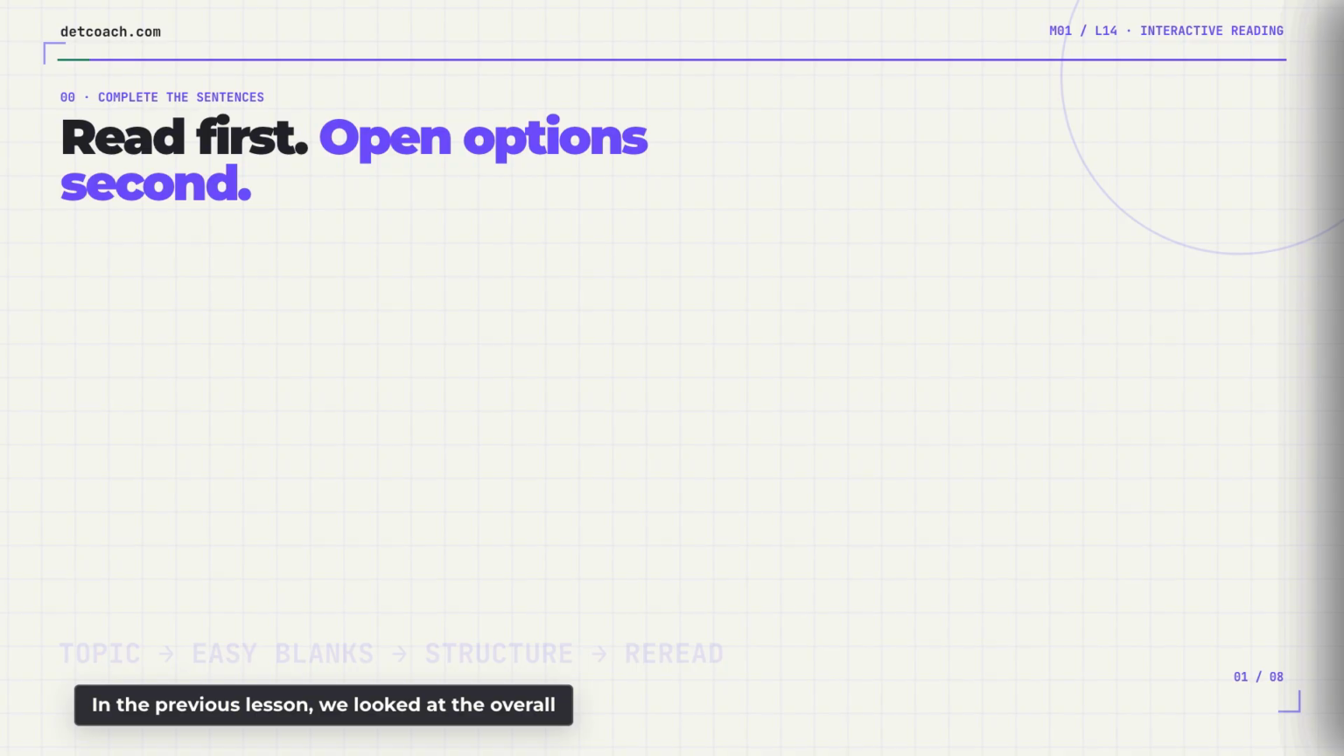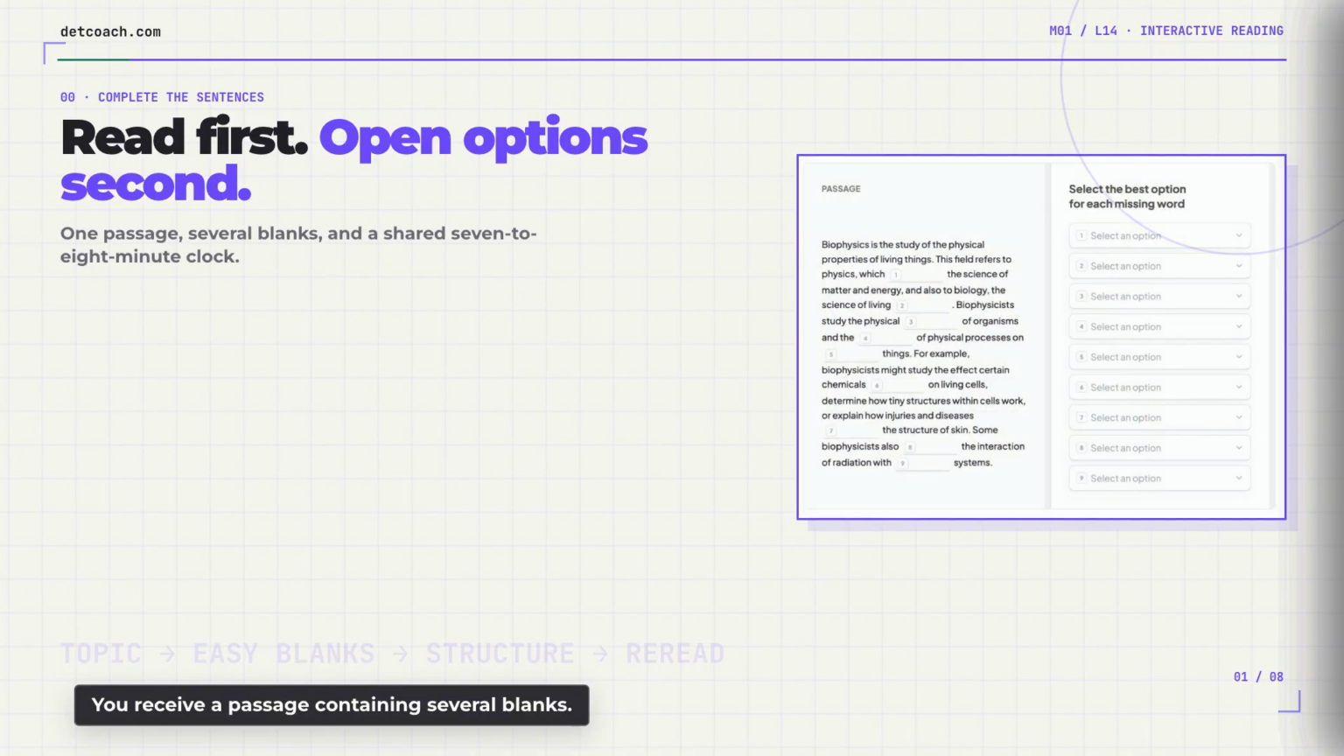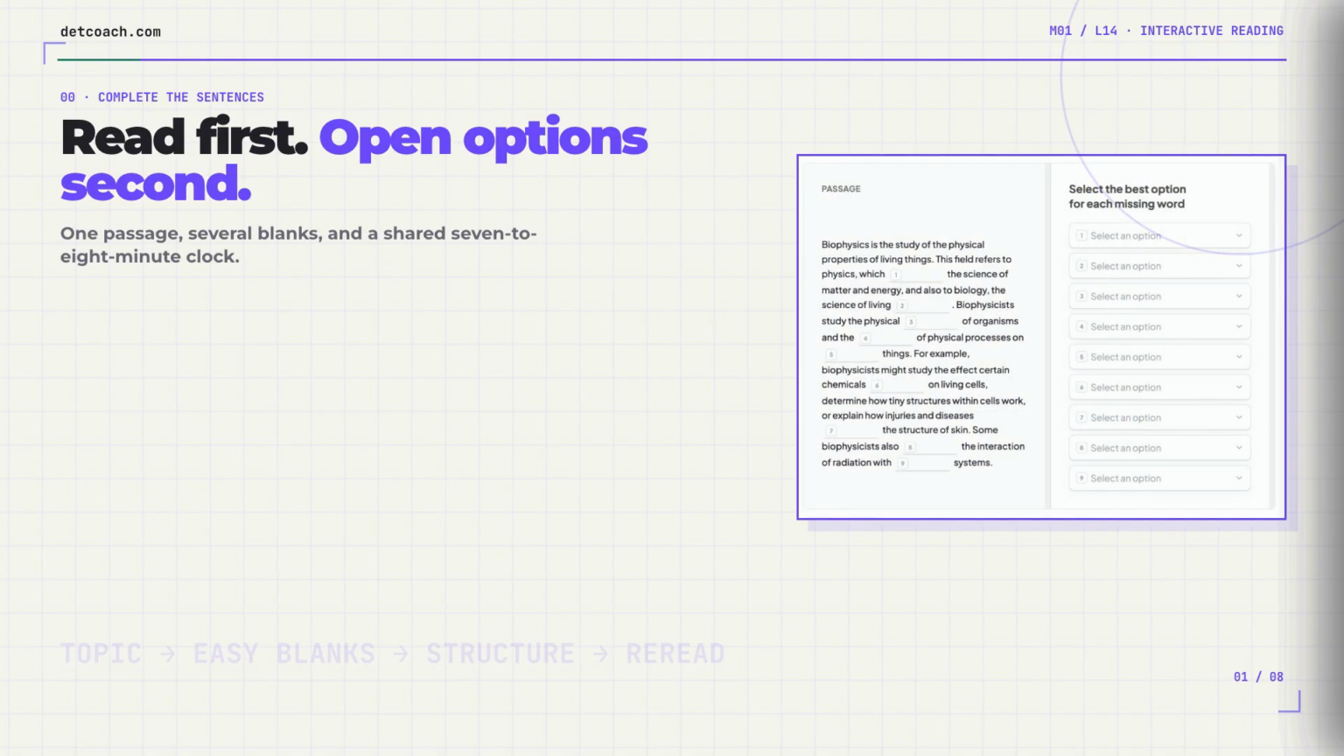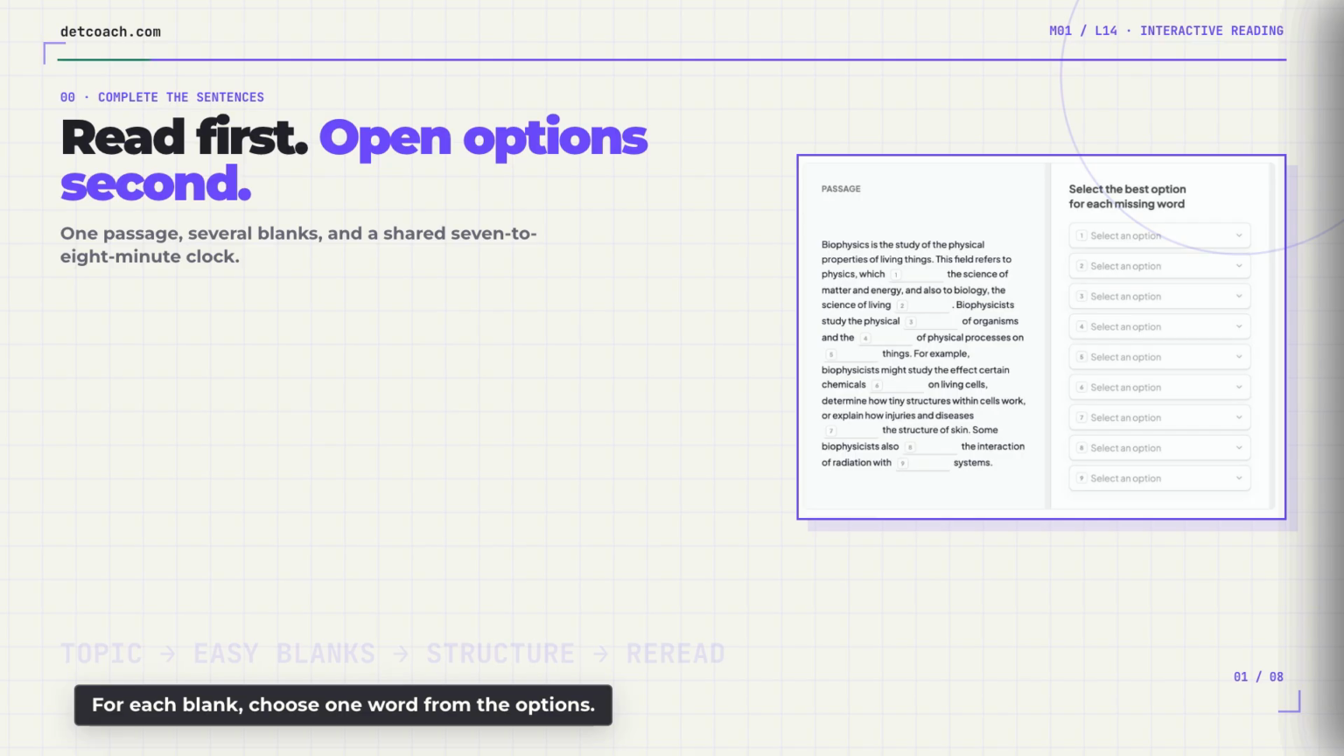In the previous lesson, we looked at the overall interactive reading workflow. In this lesson, we'll work on the first task, complete the sentences. You receive a passage containing several blanks. For each blank, choose one word from the options. You must complete all the blanks before moving to the next question.